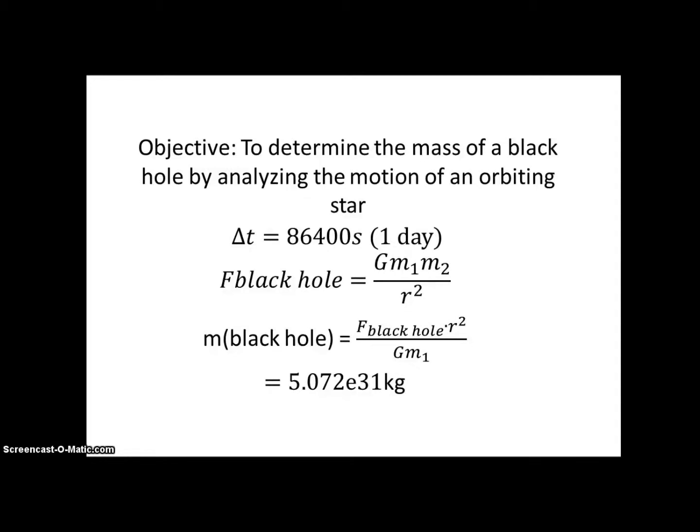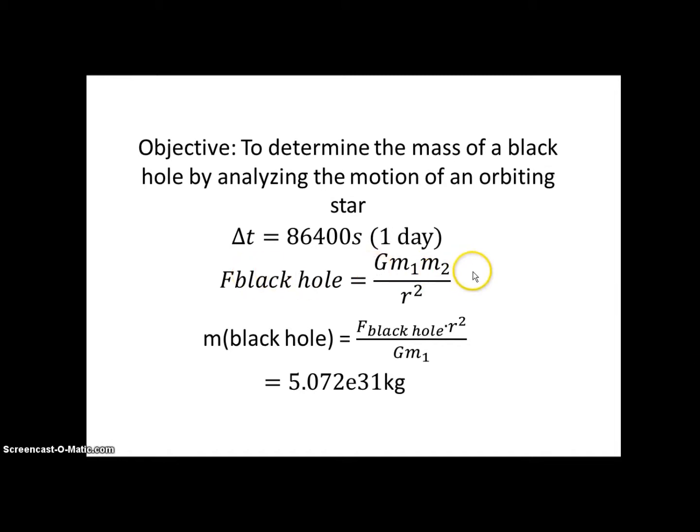Hello. For today's lab, we were supposed to determine the mass of a black hole by analyzing the motion of an orbiting star over the time period of 1 day, which is 86,400 seconds. We were given a file containing position data for this star over that time period, and I calculated the mass of the black hole using Newton's law of universal gravitation, which is shown here.